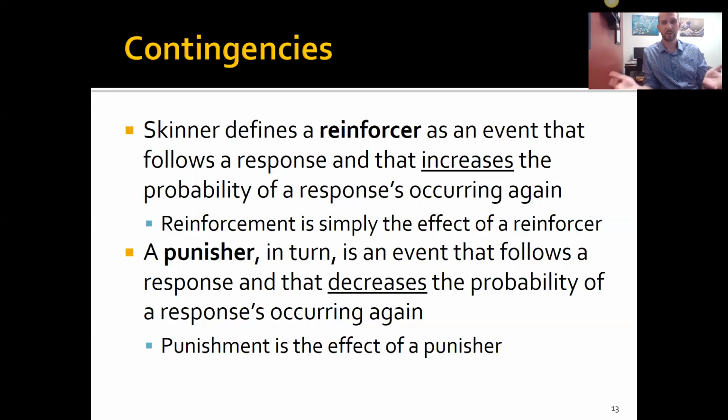All right. So it's defined not as what we might think what effect it would have on a person. It's defined as what are the real consequences to the behavior. A punisher, in turn, is an event that follows a response and decreases the probability. So a reinforcer will increase your likelihood of behaving a certain way. A punisher is one that will decrease the likelihood that you're going to behave a certain way.